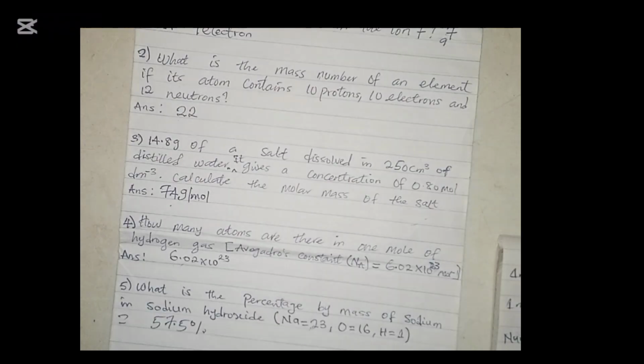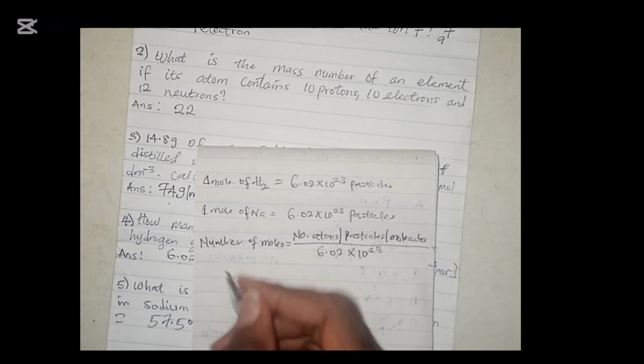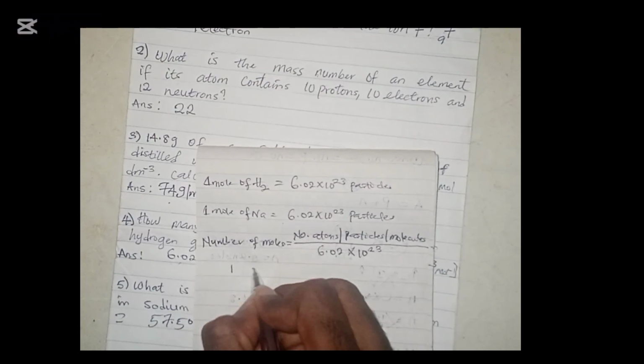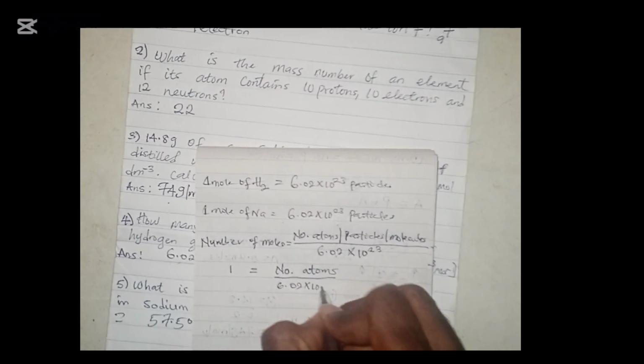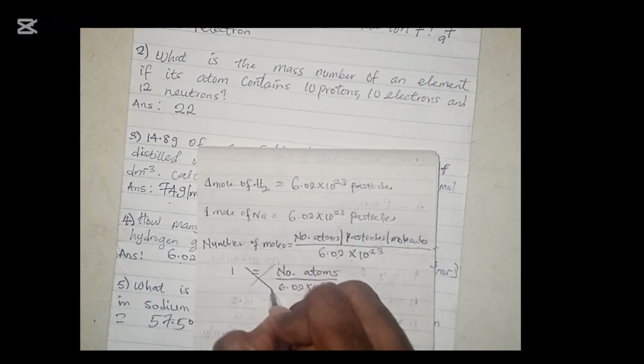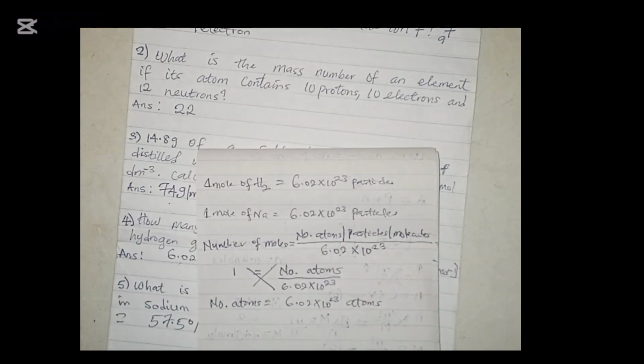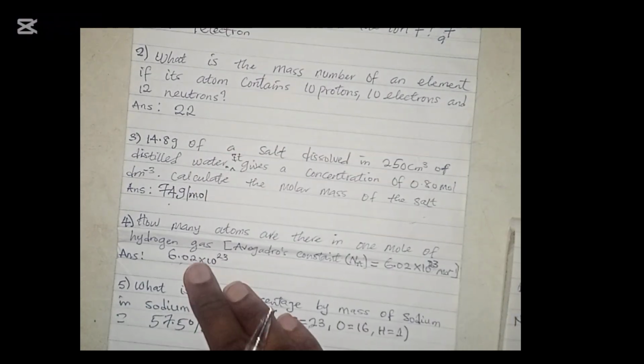Now, we're asked to find how many atoms. That means the number of atoms that are there in 1 mole of hydrogen gas. Now, how many moles were we given? 1. The number of atoms, let's write it here, number of atoms divided by 6.02 times 10 to the power of 23. And when you cross multiply, you would see that the number of atoms is equal to 6.02 times 10 to the power of 23 atoms. So 6.02 times 10 to the power of 23 atoms make up 1 mole of hydrogen gas.